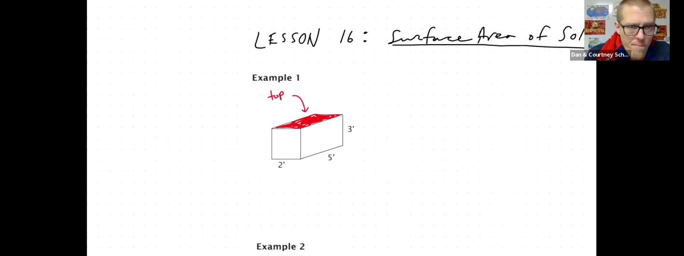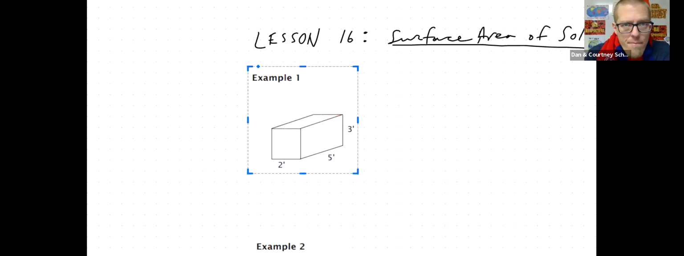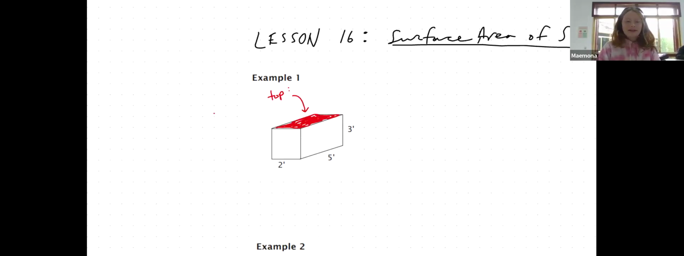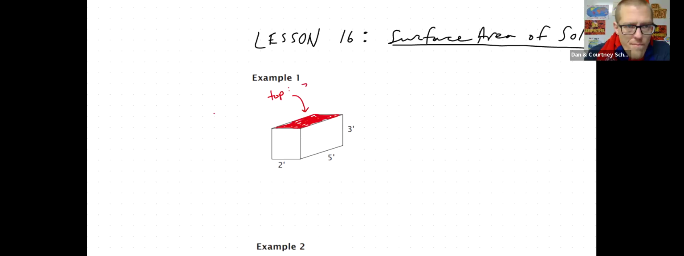Maimona? 2 by 5. Yeah, 2 feet by 5 feet. That's the top. Great. Is there a bottom? Does the bottom of the box exist? We can't see it. Kale says yes. The bottom is also 2 feet by 5 feet. All right. So we got 2 surfaces taken care of.